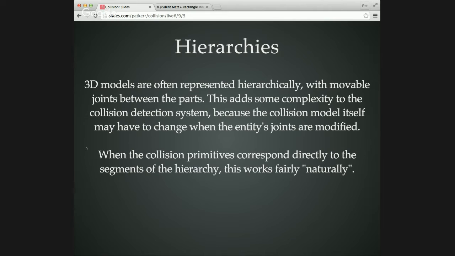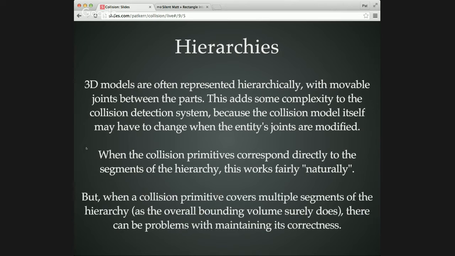Now, sometimes this just works for free. You divide your object up into parts, and those parts have got their own collision volumes on them. When the parts move around, when you animate the skeleton, the underlying collision volumes all animate as well, and things just work out okay, but not always. Sometimes you have a collision primitive that might cover multiple parts of the skeleton, and things can go wrong with maintaining the correctness there.